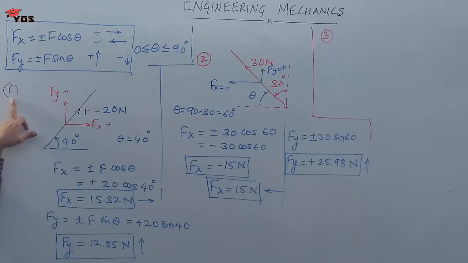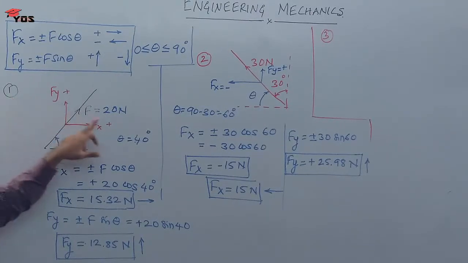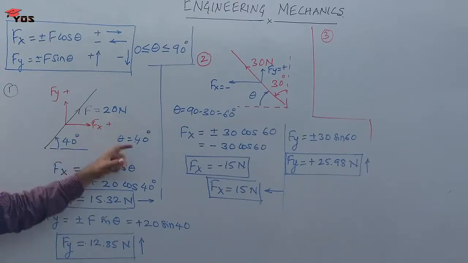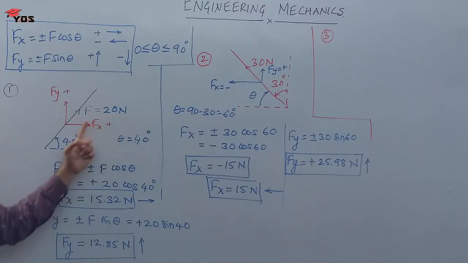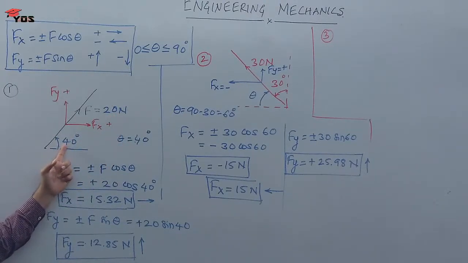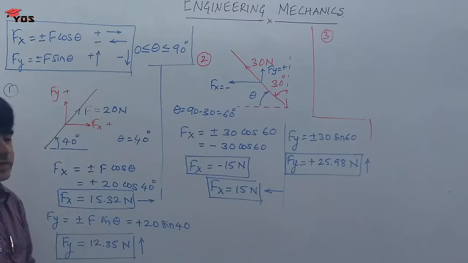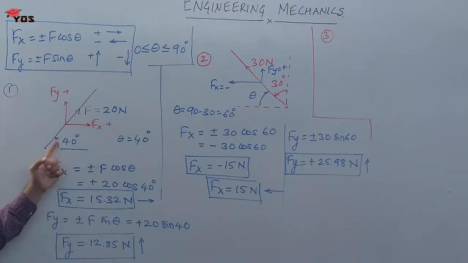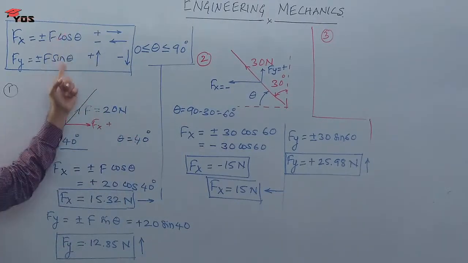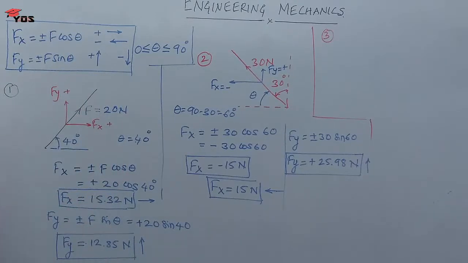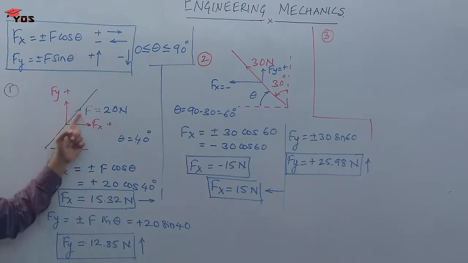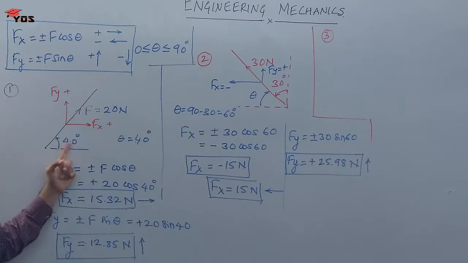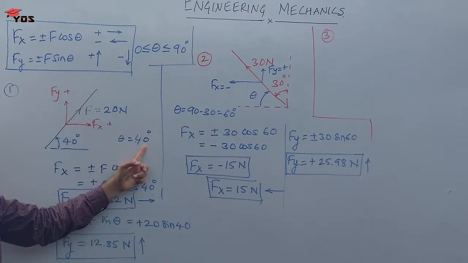The first one you can see here, a force of 20 Newton, it is making an angle of 40 degree. You need to resolve that into two components. So here very first thing is you have to measure theta. In these two equations what we require is theta. Theta is the inclination of force with horizontal only. So this 40 degree is theta itself.